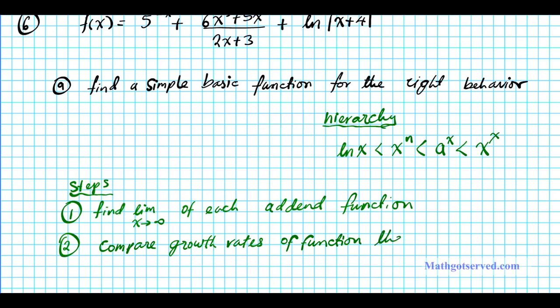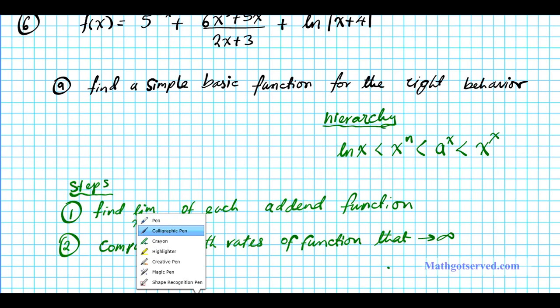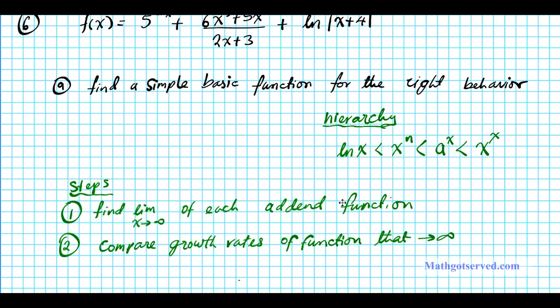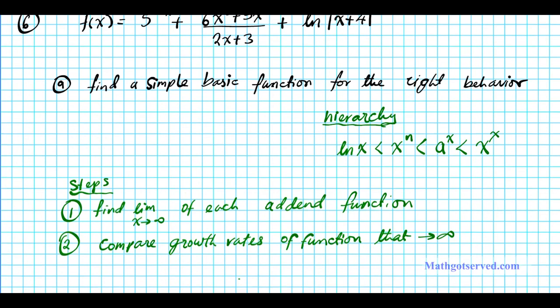that approach infinity. If a function goes to a constant, then that function is not a model for the end behavior, okay? Because it's just a constant, it doesn't count. We're focusing mainly on the functions that grow, and out of the ones that grow, the one that grows the quickest will be our right behavior model, of course, as x goes to infinity, okay? All right, so let's go ahead and do that here.